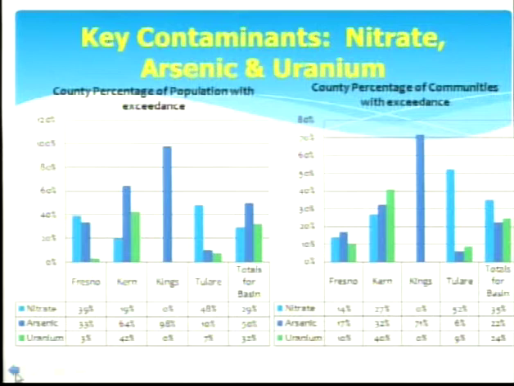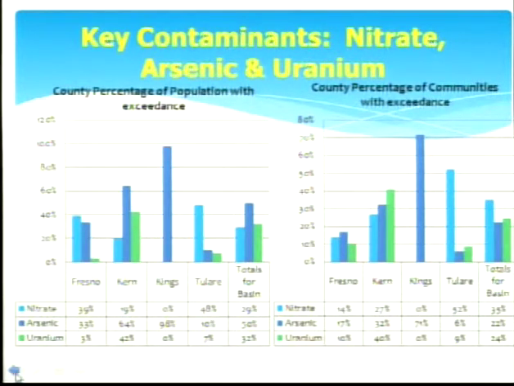The UC Davis report said that the problem right now is going to impact, at least in the study area, up to 80% of the groundwater by 2050. So that's a pretty important number.